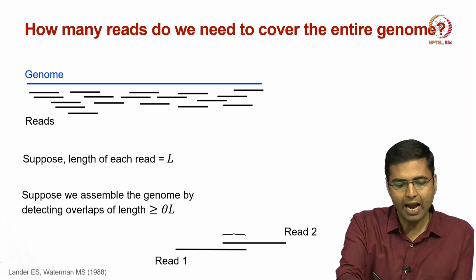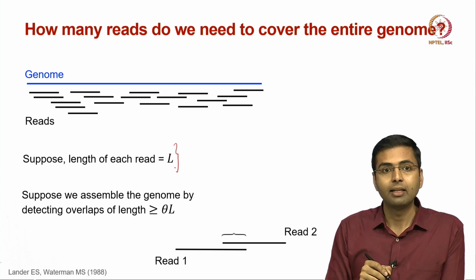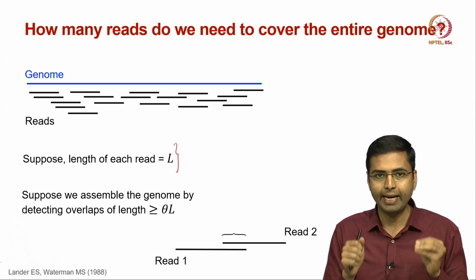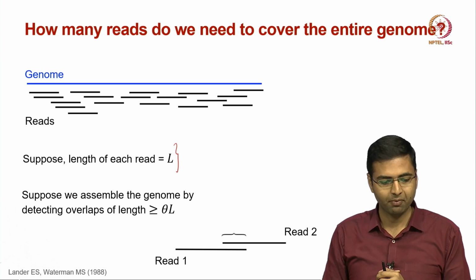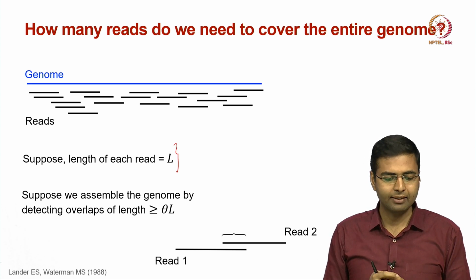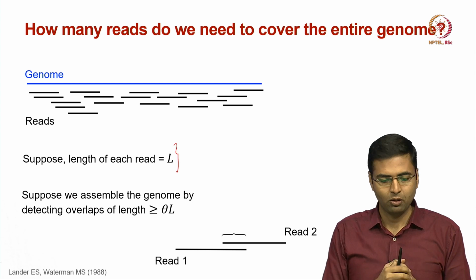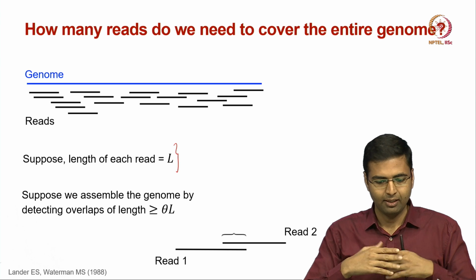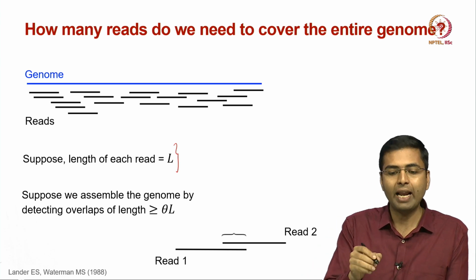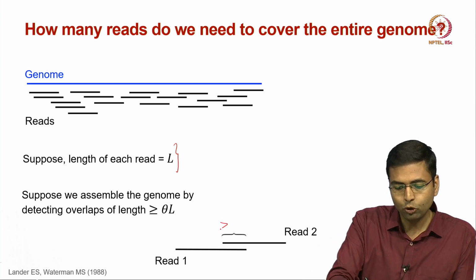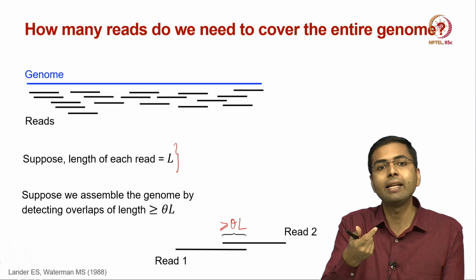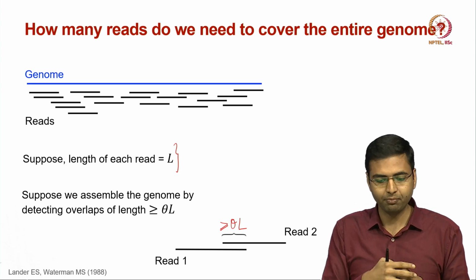Let us say the length of each read is equal to L, that is, all reads are of fixed length L, let us assume that. Also, when we are assembling the genome, we want to find some suffix prefix overlaps among the reads. Let us say that the suffix prefix overlap that I am finding between the reads should be of at least length theta L, that is, theta is conveying the fraction of read length that I want to see in the overlap.